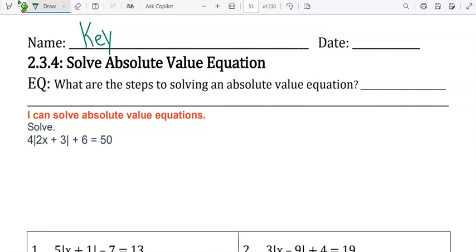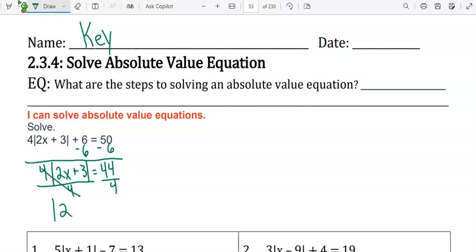The first thing you want to do is isolate the absolute value. Subtract 6 from each side, and do not distribute that 4. Instead, we're going to divide it on each side. So the absolute value of 2x plus 3 equals 11. Now it's isolated.